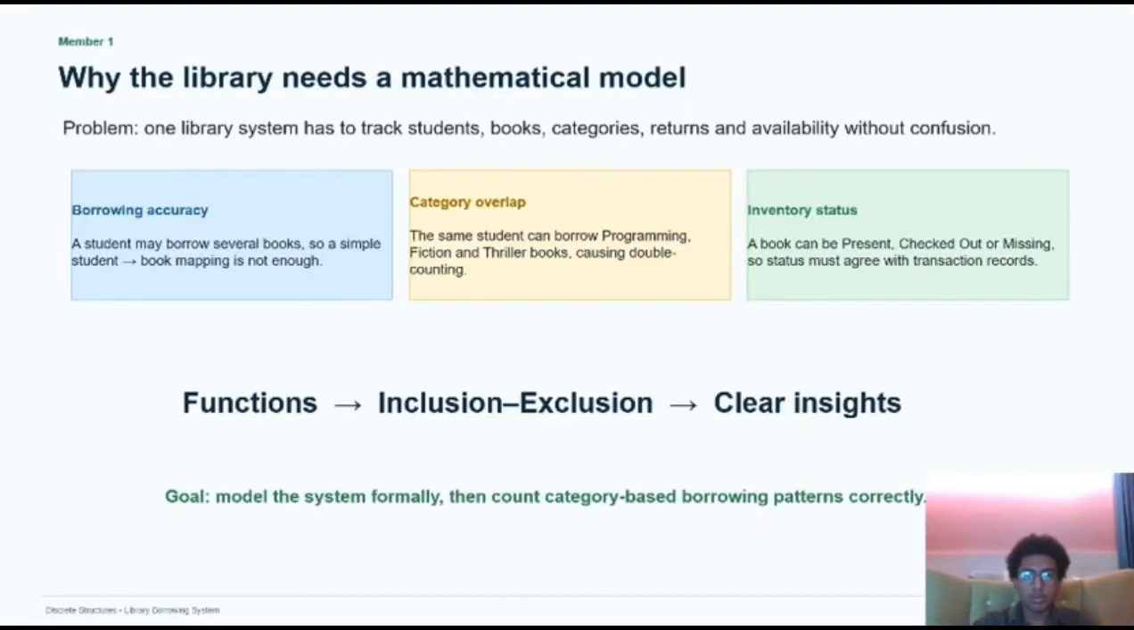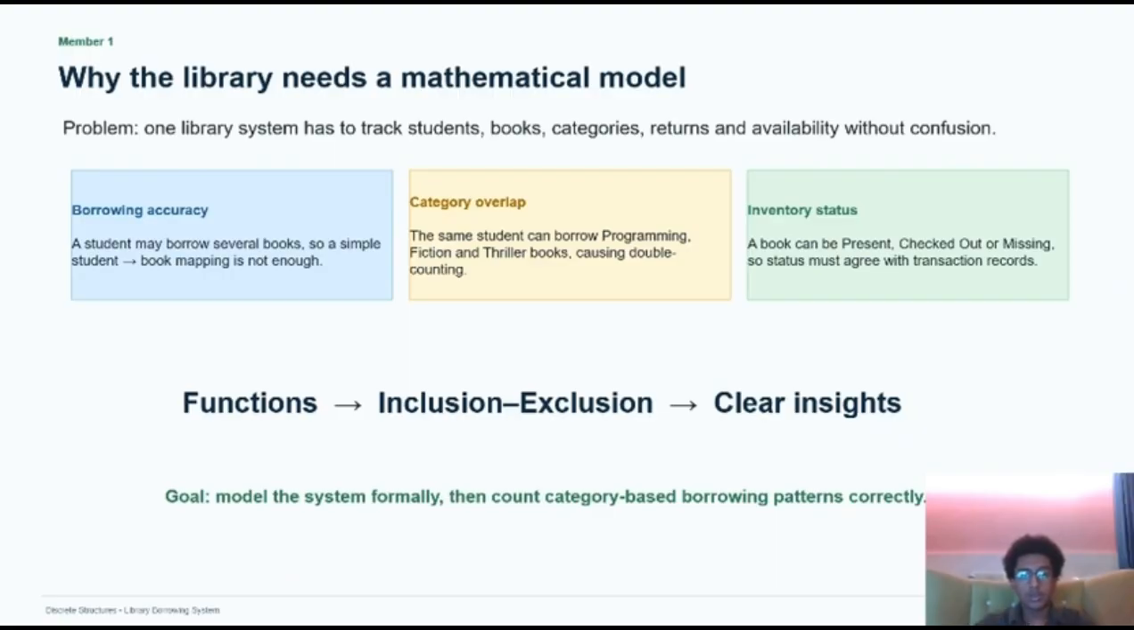Good day, everyone. My name is Muhammad Al-Bakr, and today we are going to present our discrete structures group project called Library Borrowing System. In this project, we apply two discrete structures concepts: functions and the inclusion-exclusion principle.